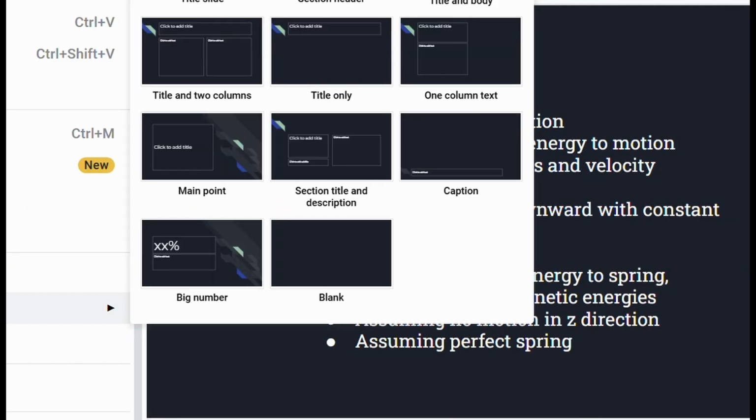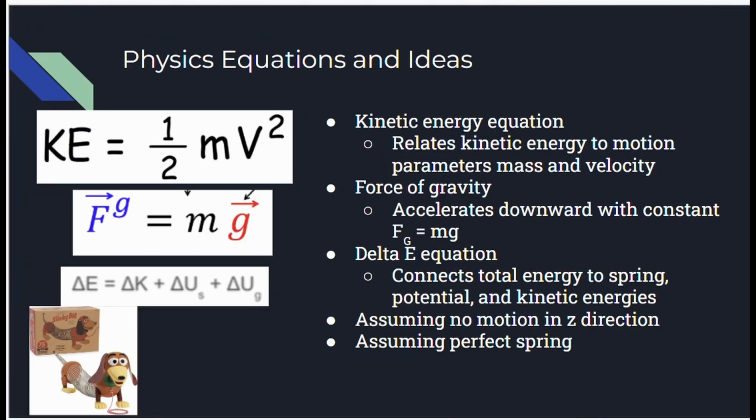Alright, now we'll go over some physics equations and ideas. We have the kinetic energy equation, K equals 1/2 mv squared. This relates the kinetic energy to motion parameters, mass and velocity. We have the force of gravity equation, which will be in the y direction. It accelerates downwards with constant acceleration, 9.8 meters per second squared.